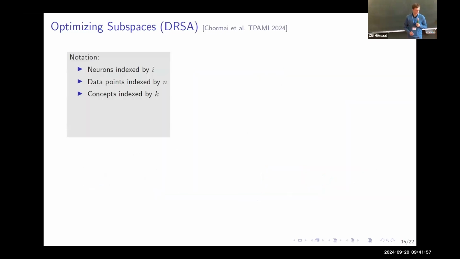We propose a new algorithm called disentangled relevant subspace analysis, which works as follows. I will introduce a bit of notation. I, N, and K will be how we index the neurons, the data points, and the concepts. Then we have some activation vector, which is what you had in the previous slide, where we want to build our subspace. And then we have a response vector. You see different names for it in the papers. Sometimes we call it a context vector.